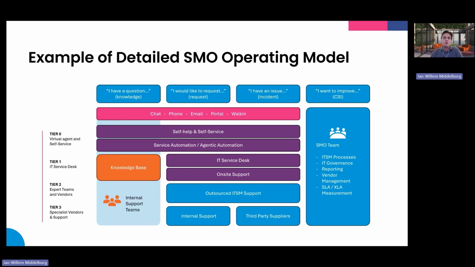Now, since there is no just one way in which you can establish an SMO, I thought it would be interesting to show today more of an example of how you could construct one.